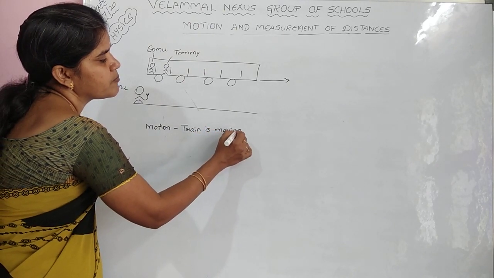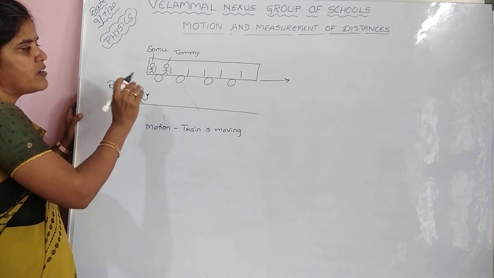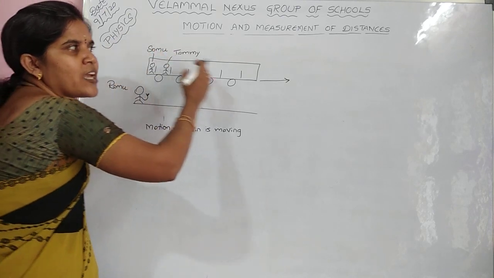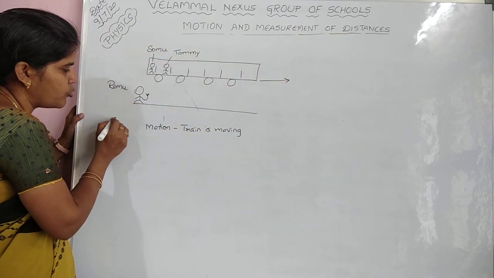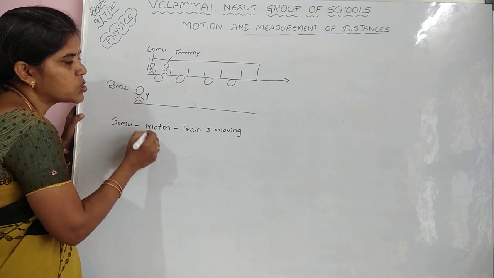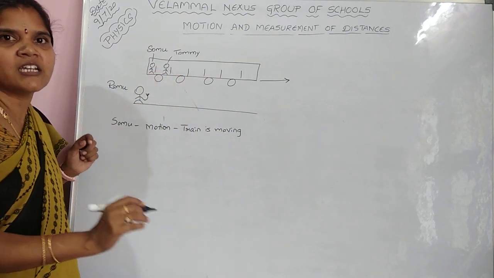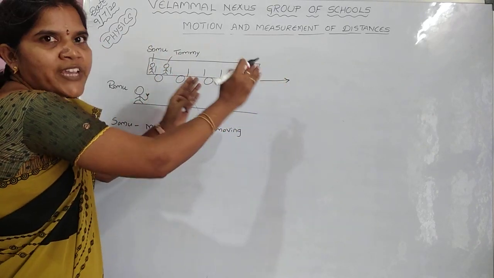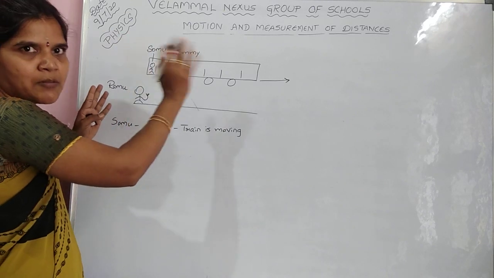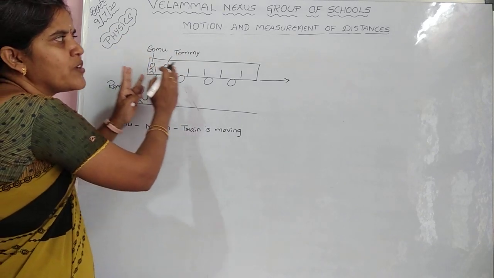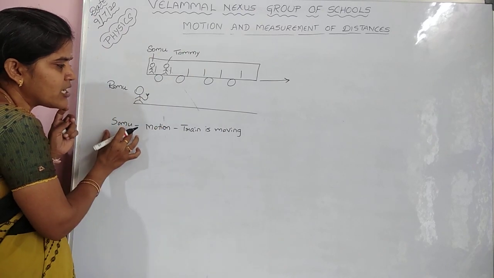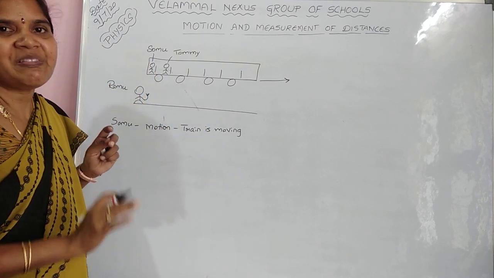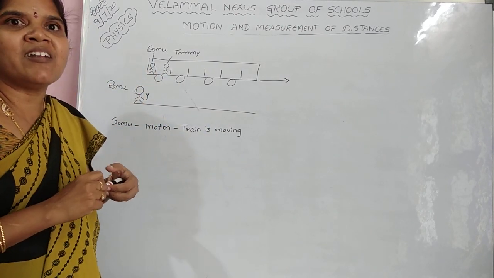Is it clear, children? When the train is moving and Ramu is saying bye-bye, with respect to Ramu, Somu is moving along with the train, and the state of Somu is motion as the train is moving. Is it clear, children? I repeat. As the train is moving, Somu is also moving along with the train, and hence Ramu, when he is saying bye, feels that Somu is moving along with the train, and hence the state of Somu is motion when the train is moving.